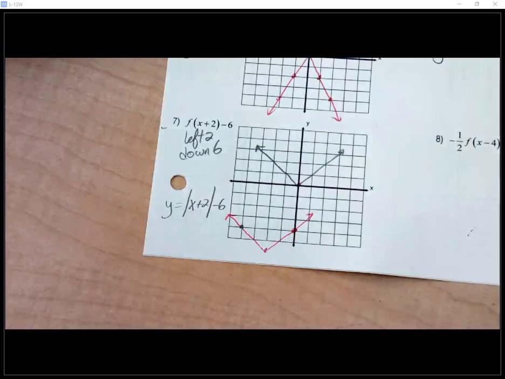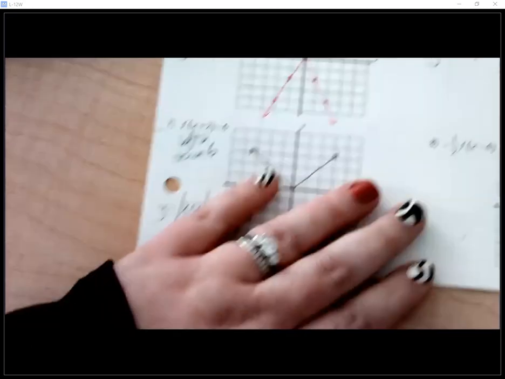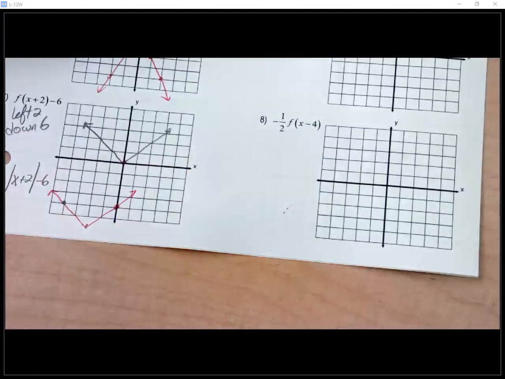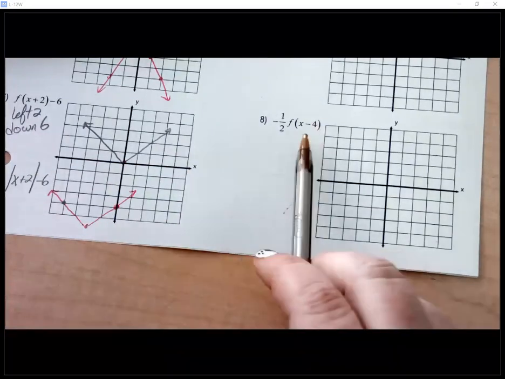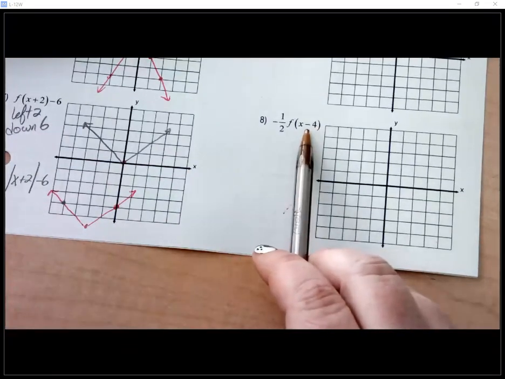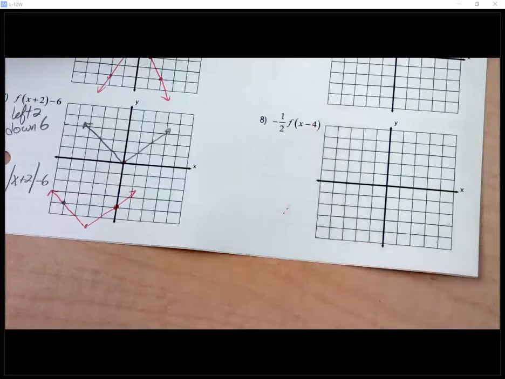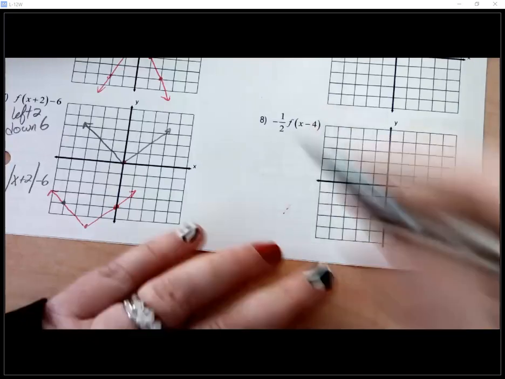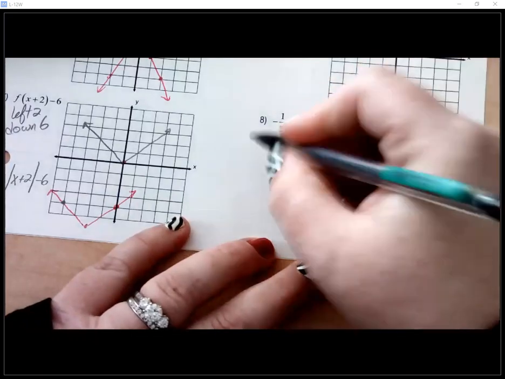And number 8, what do we have here? What is this going to do to everything? Let's go piece by piece. What does a -4 in there with the x do? Shifts it which way? Henry, what do you say? Right. To the right 4. Okay, so I'm going to have a shift of right 4.